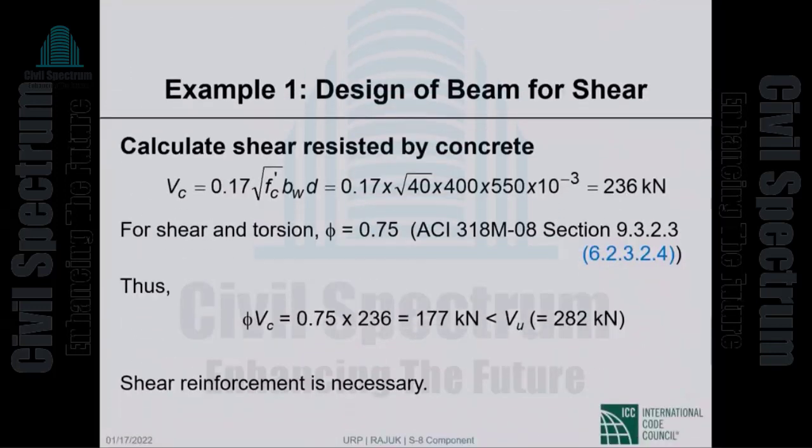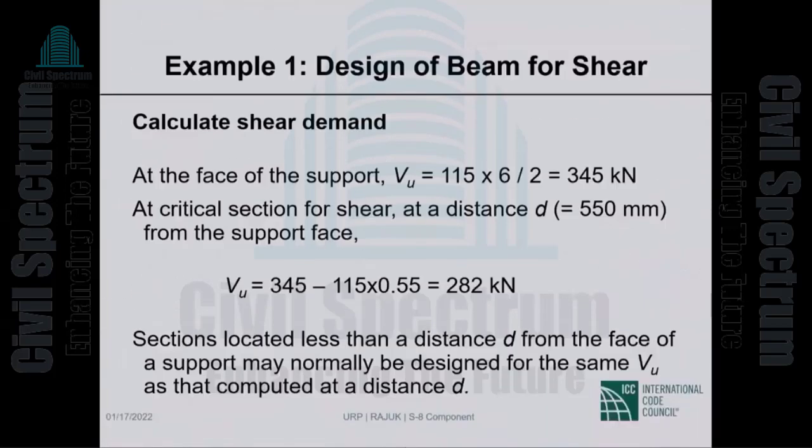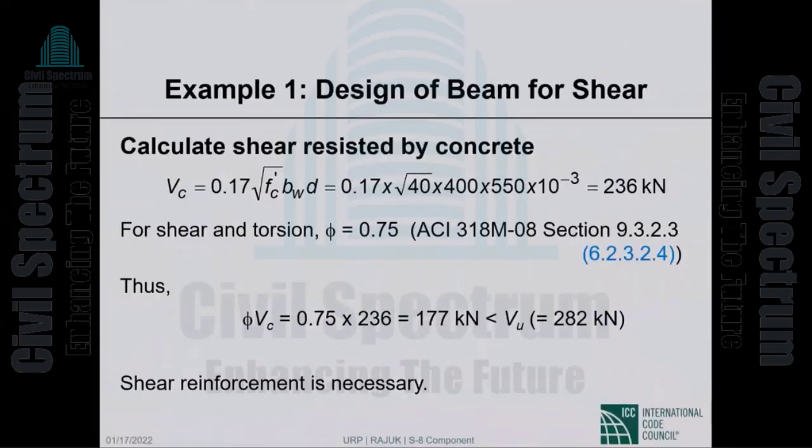Okay. So we have a design shear of 282 kilonewtons. How much can concrete carry? 0.17 square root of F sub C prime B sub W D. So 0.17 square root of 40, B sub W is 400, D is 550. That is 236 kilonewton. 282 is what we want to carry, 236 well, this is the nominal. For phi is 0.75, so the 236 gets down to 177 kilonewton.